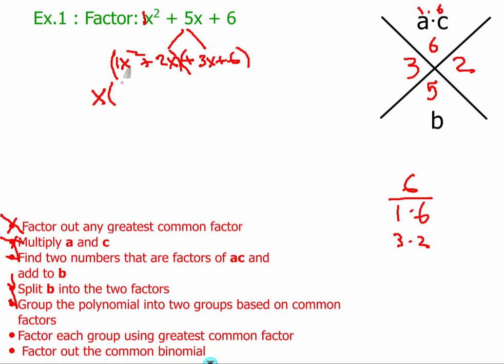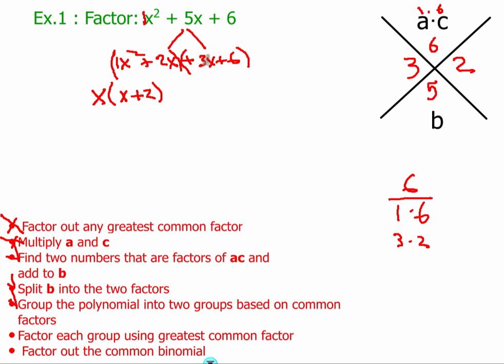And then what I'm going to do is divide out this x from each one of these terms. So x squared divided by x is just x. 2x divided by x is just 2. So x squared plus 2x, that's x times x plus 2.